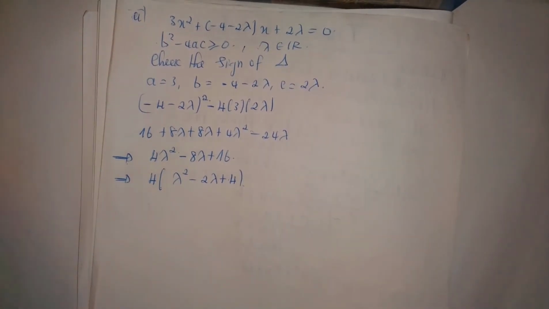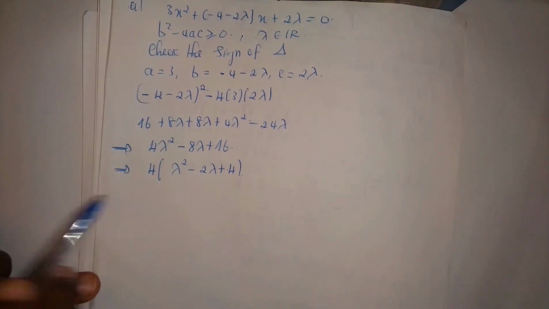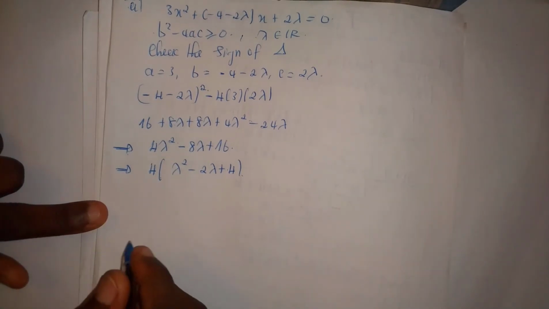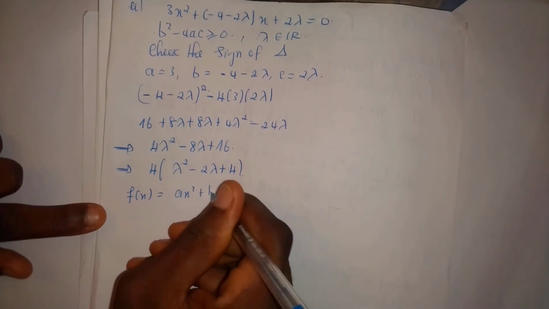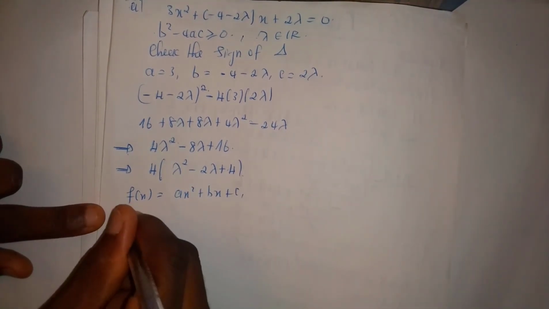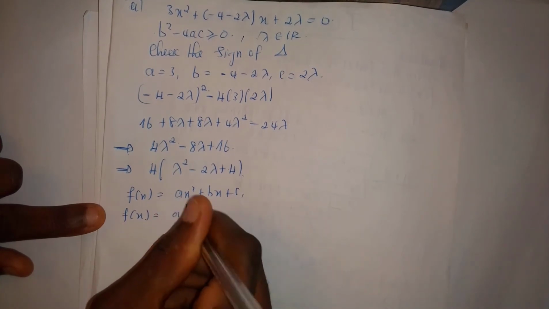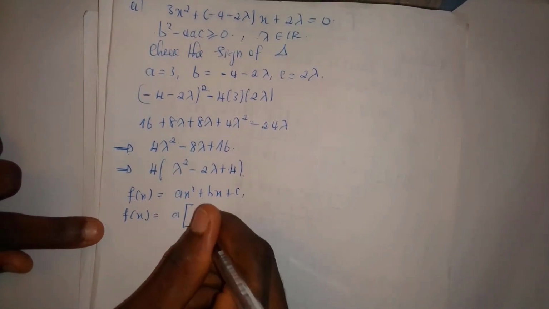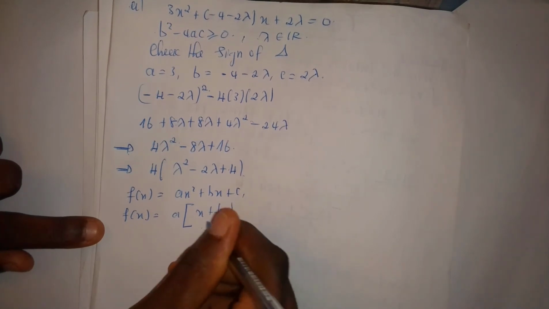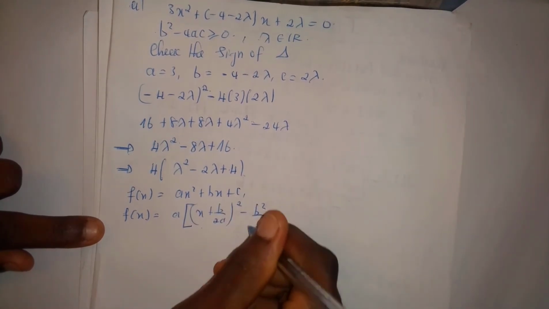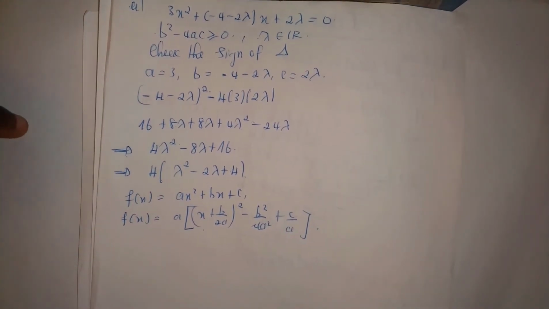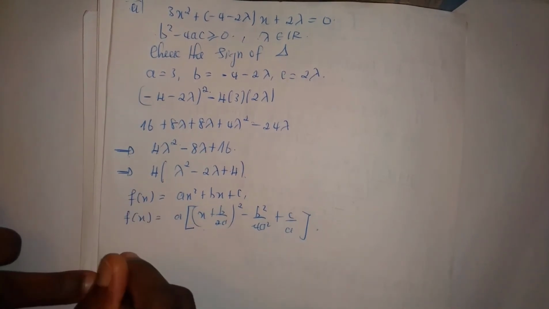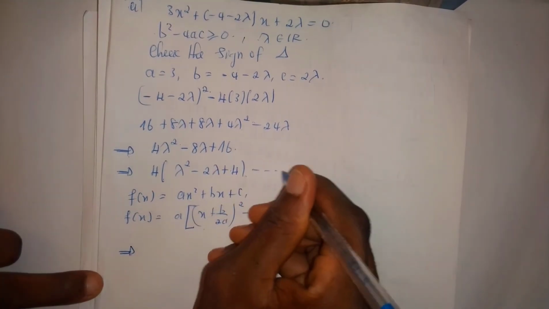Are we together? Now from the theory of quadratic equations, we are going to complete the square of this expression. From the theory of quadratic equations, if f of x is ax squared plus bx plus c, then completing the square leads us to f of x equals a into x plus b over 2a, all of that squared, minus b squared over 4a squared, plus c over a. So that's the completing the square of this expression, and that's what we are also going to apply in equation 1.